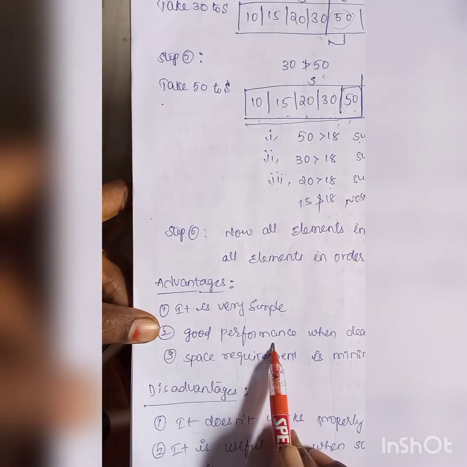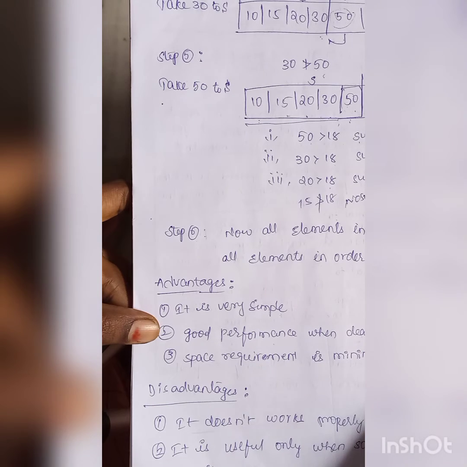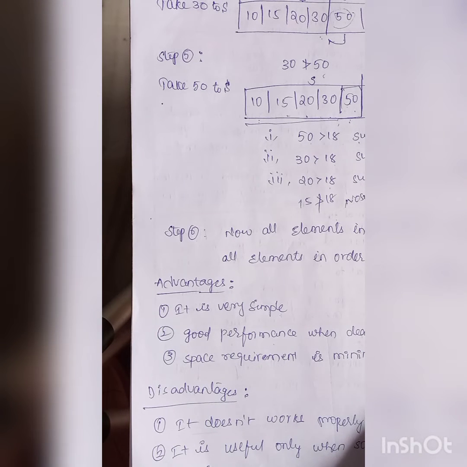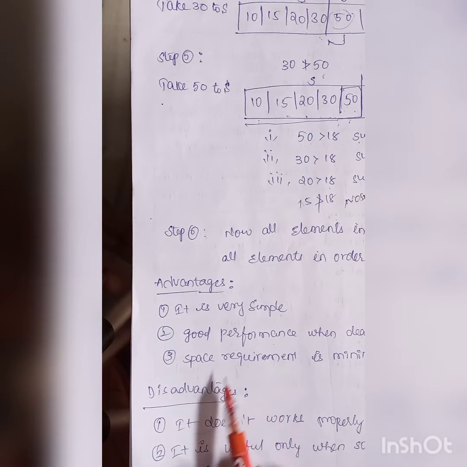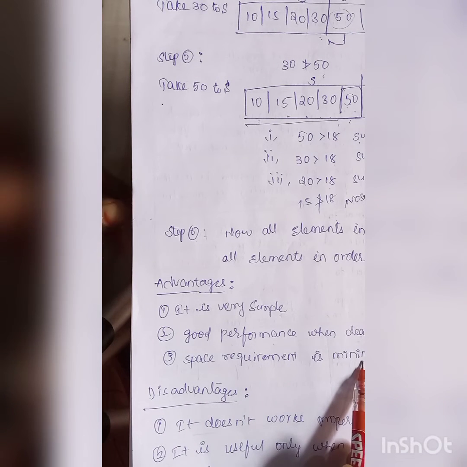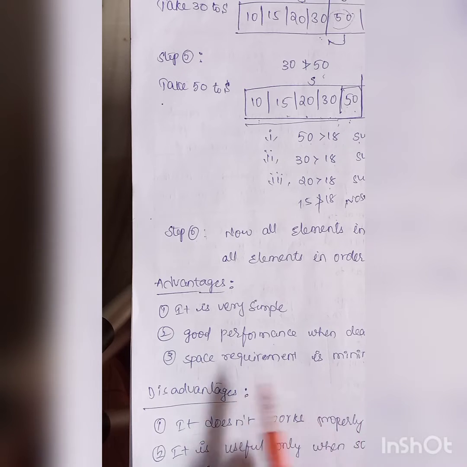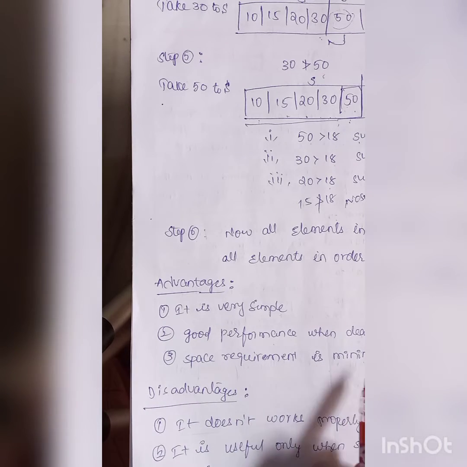Second one, good performance when dealing with small lists. So this insertion sort is better only when you have a small number of elements. Space requirement is also minimal. Here we are not going to consider many more elements. Just in order to interchange two elements, we need only a single temporary variable. So the space requirement is also minimal.